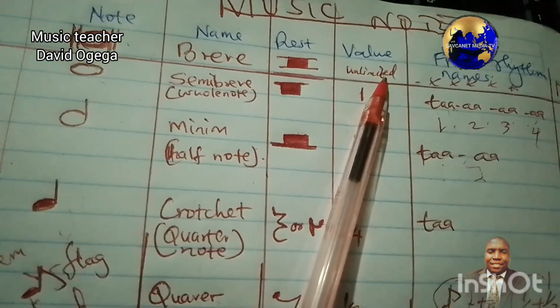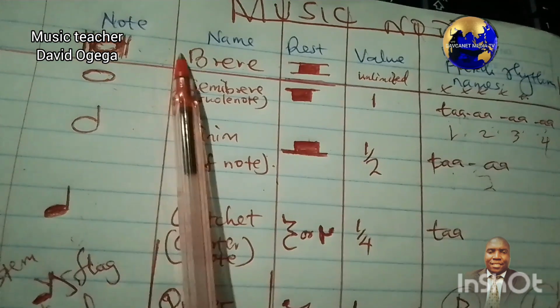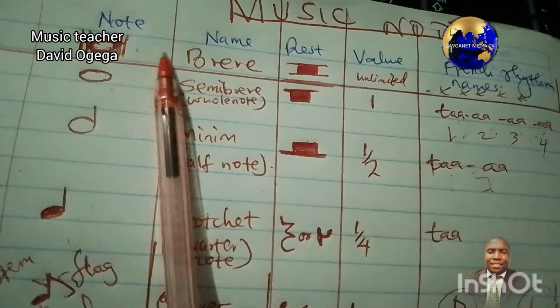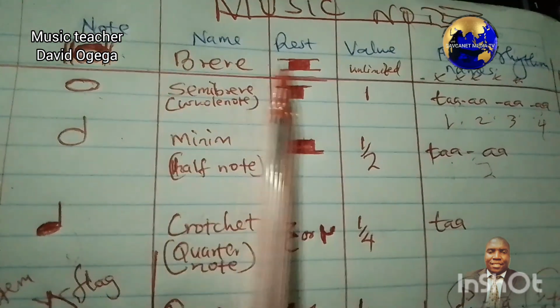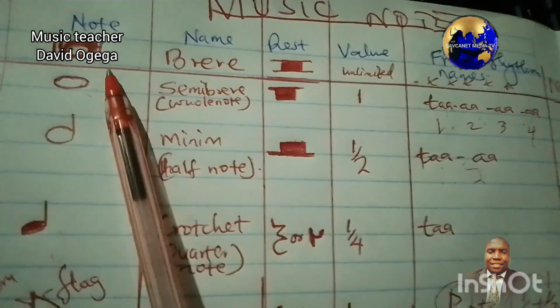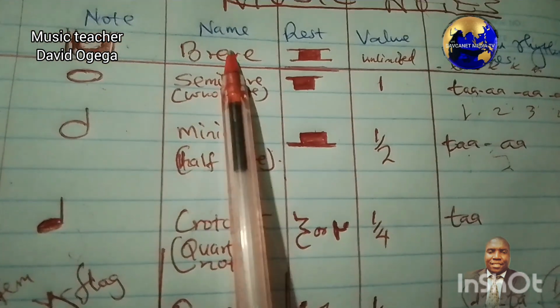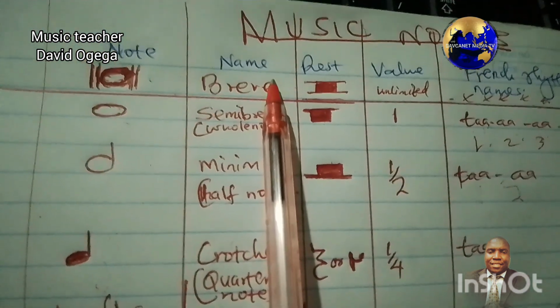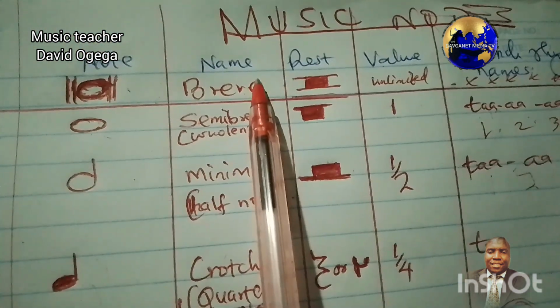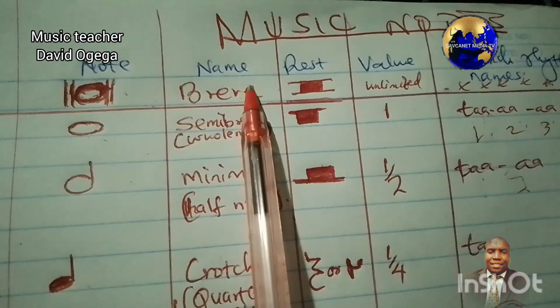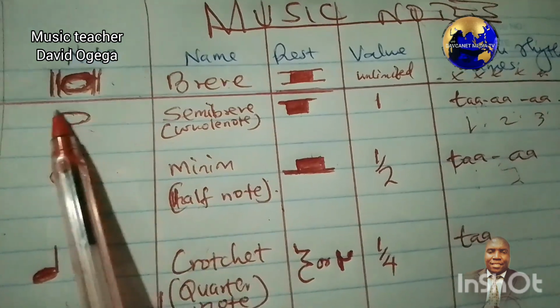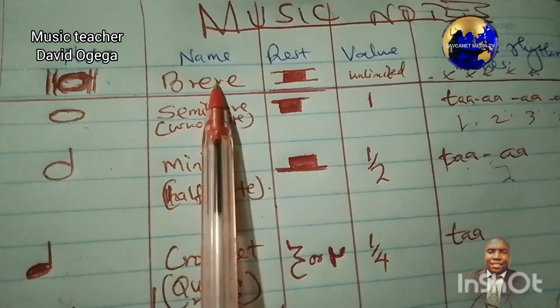is unlimited. This note doesn't have a measure of number of beats. So mostly this note is used in chanting. I mean that like you read the words in the same pitch. It may accommodate few words or several words.